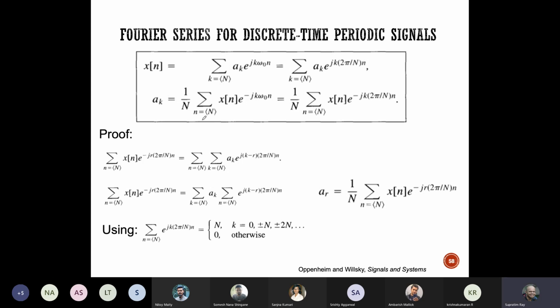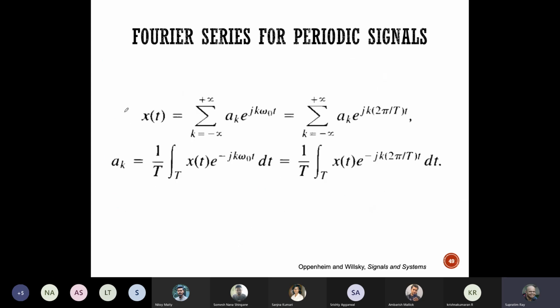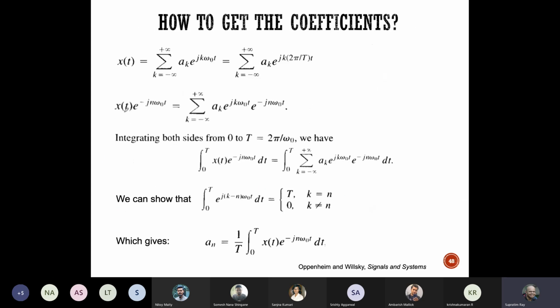Previously, we were getting a_k as an integral. Now I'll get it as a sum. Why is this holding? Let me show you the proof. It's written right here. Remember what I had done earlier? Let me just show you the previous case where I had proven this.